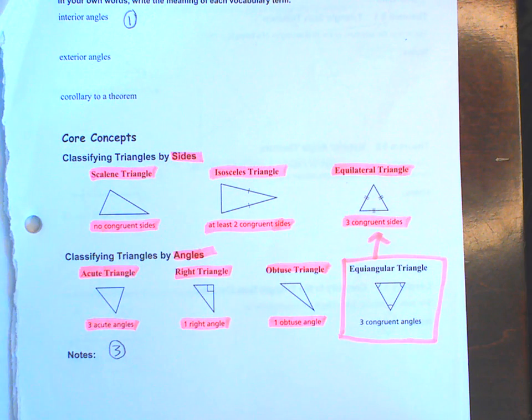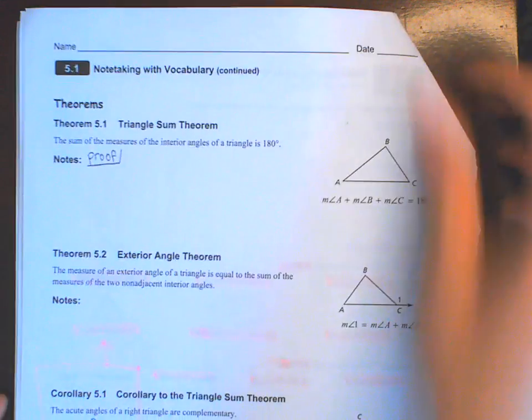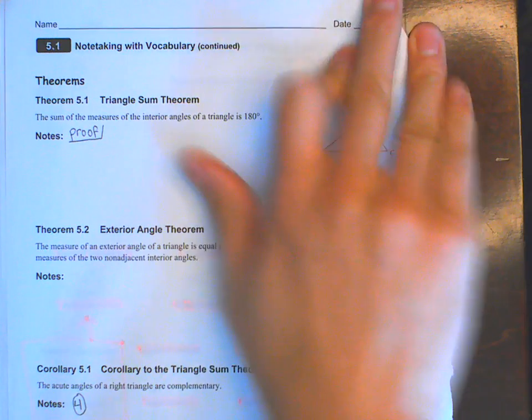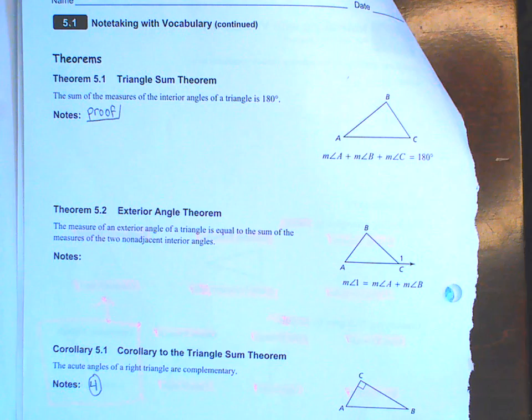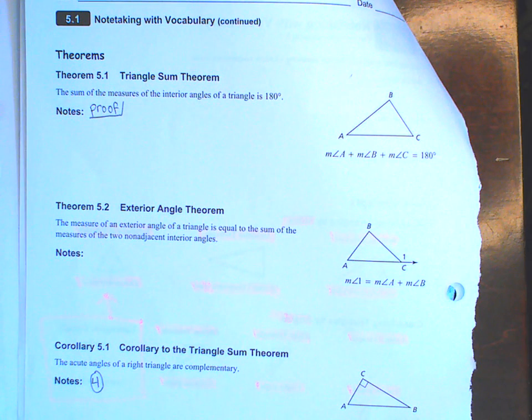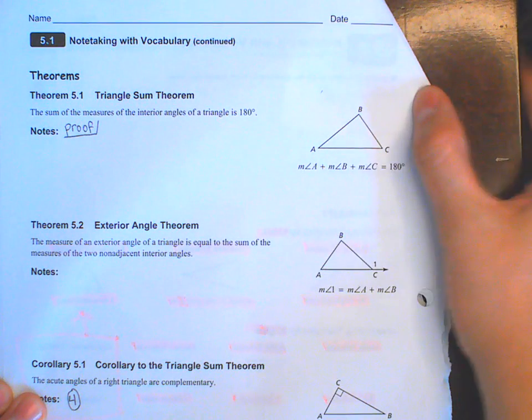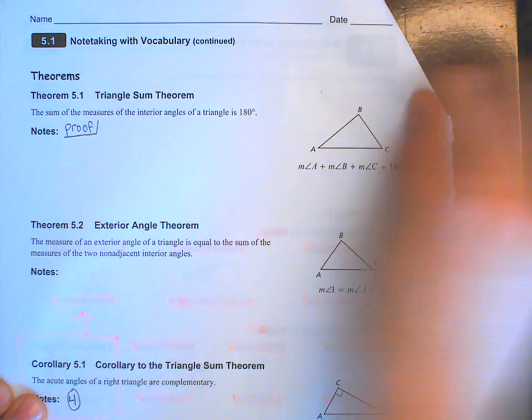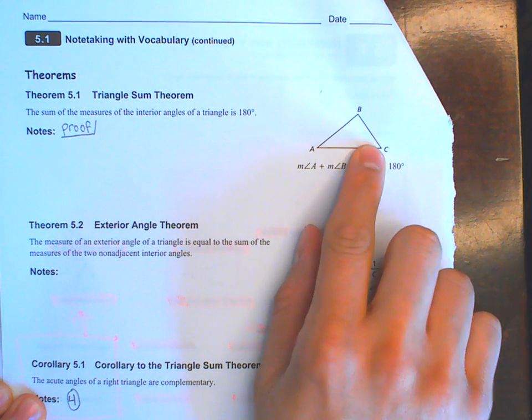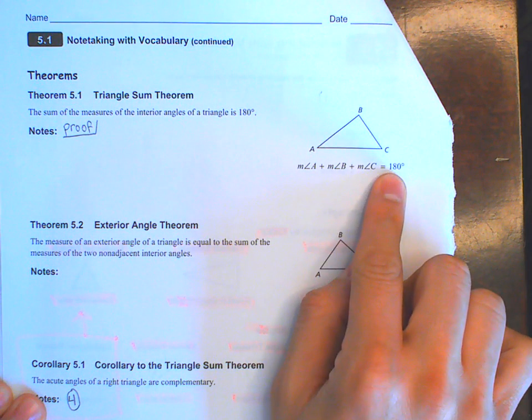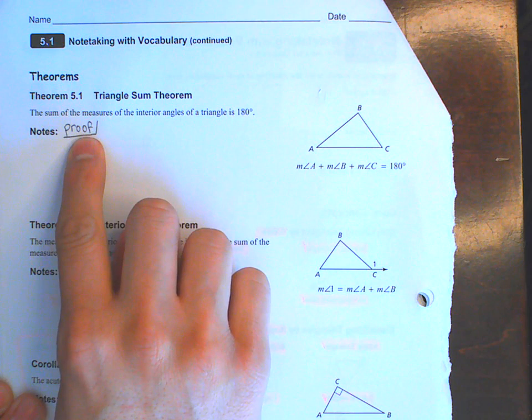Okay, turn the page to page 126. Now, these are the three theorems that we are going to cover. The first theorem is called the triangle sum theorem. It says the sum of the measures of the interior angles of a triangle is 180 degrees, meaning A, B, and C, the angle measurements add up to 180 degrees. We're going to do a proof on that in just a bit.